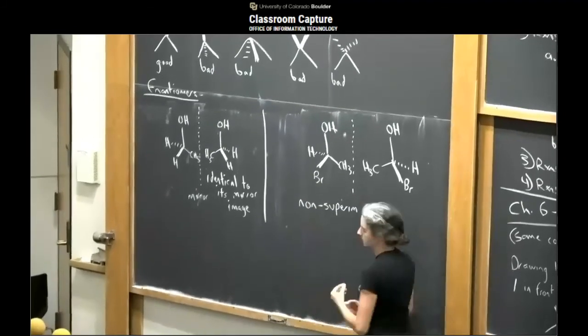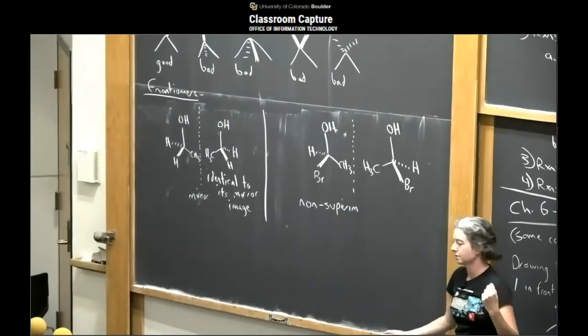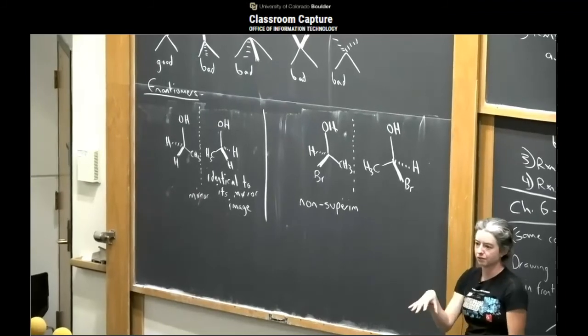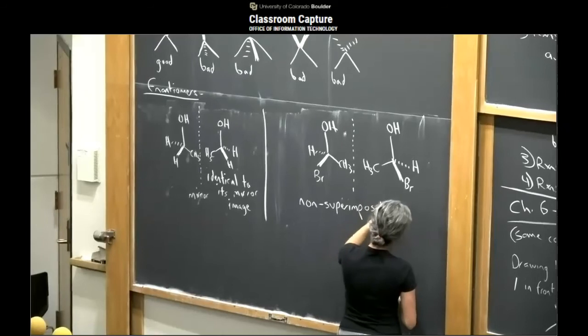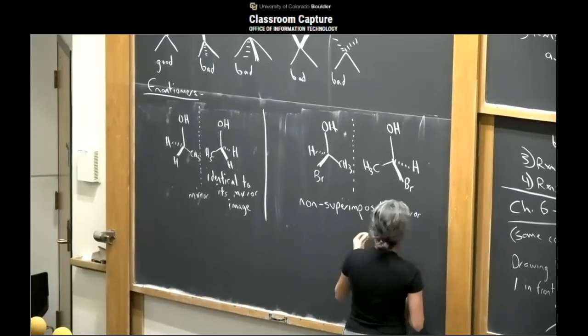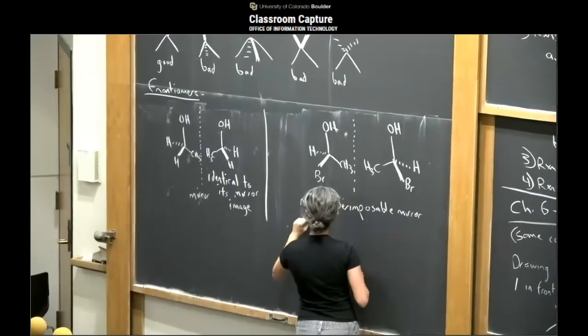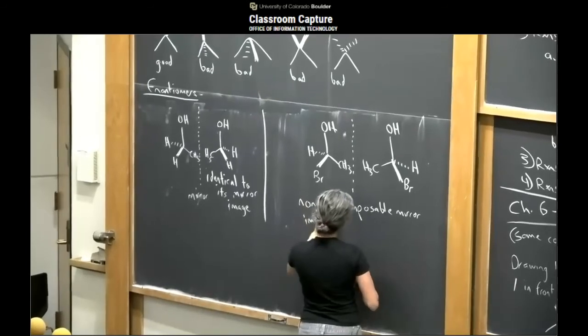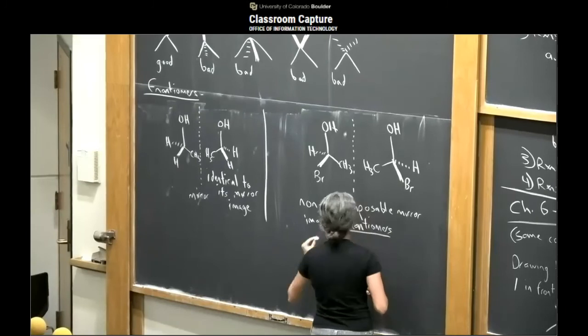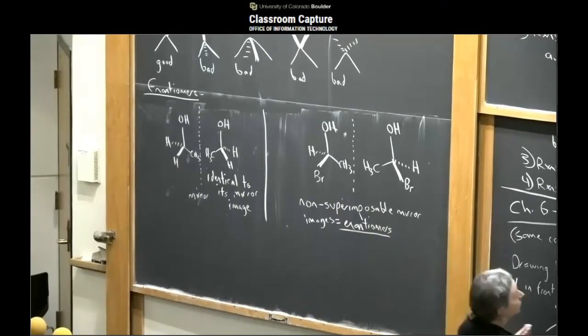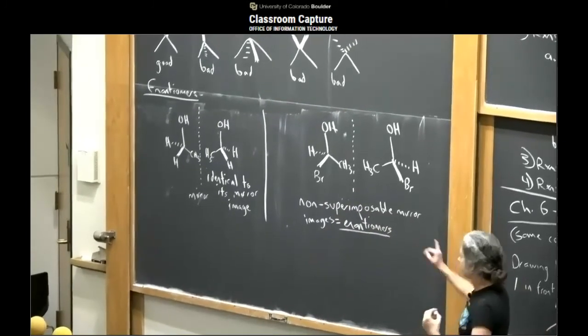Superimposable basically means you can do what I was trying to just do and overlap them with each other and have everything match up. And another name for non-superimposable mirror images is enantiomers. So that's what we mean when we say enantiomers. That's a good stopping point, so I'm going to pick up here next time.